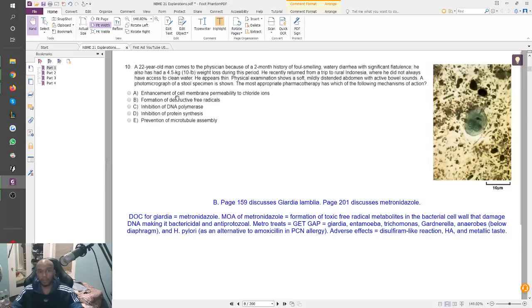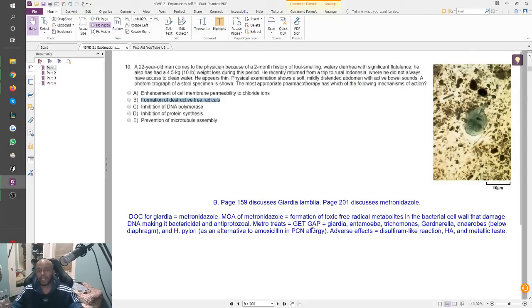Now, how does metronidazole work is a whole different thing. Formation of destructive free radicals is how metronidazole works. Drug of choice for Giardia is metronidazole. Mechanism of action is the formation of toxic free radical metabolites in the bacterial cell wall that damages DNA, making it bactericidal, and anti-protozoal. So it also does the protozoal cell wall, or protozoal wall, I guess.